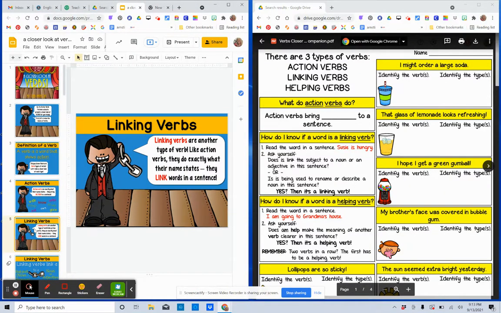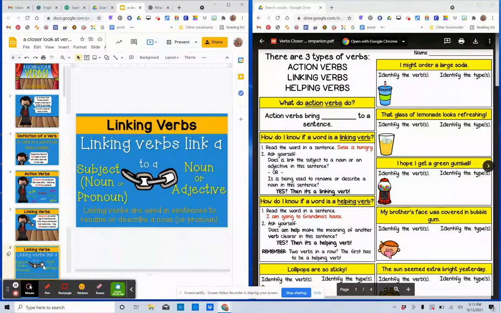So, linking verbs. Linking verbs are another type of verb. Like action verbs, they do exactly what their name states. They link words in a sentence. Linking verbs link a subject, which is a noun or a pronoun, to a noun or an adjective. Linking verbs are used in a sentence to rename or describe a noun or a pronoun.